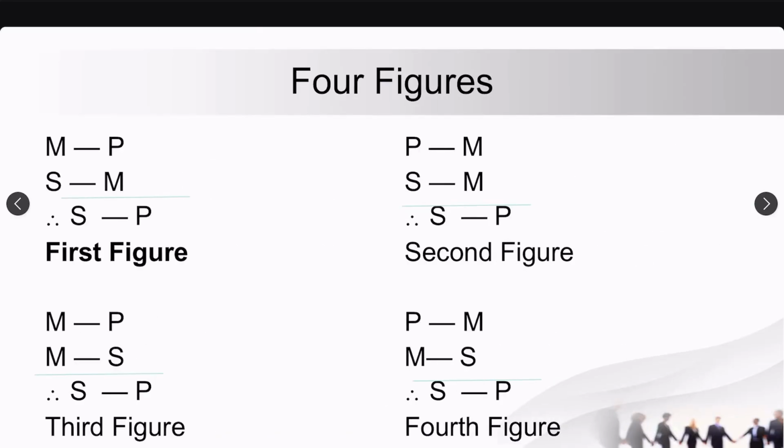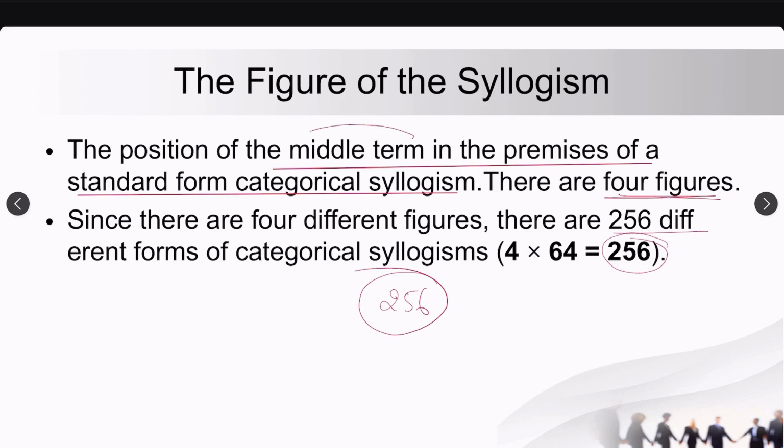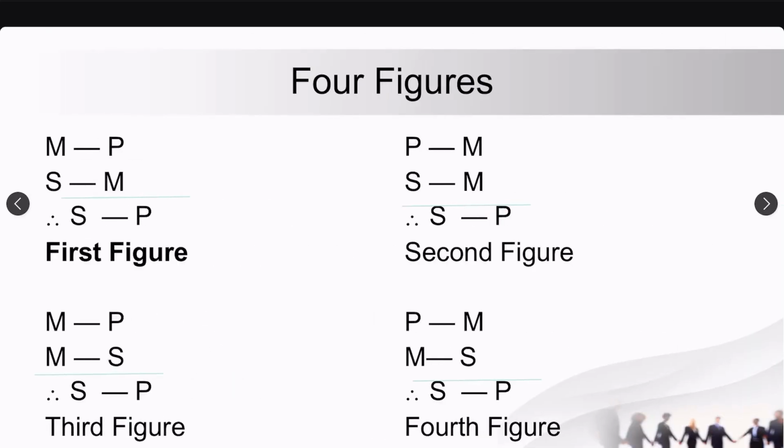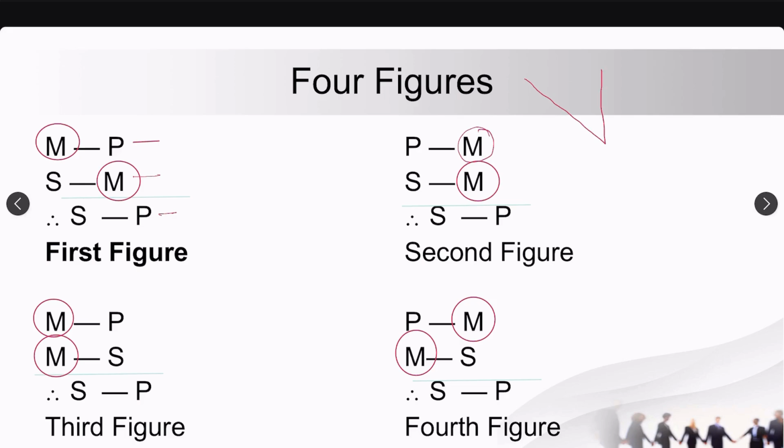Now let's see what the 4 figures are. In the 4 figures the middle term plays the important role, so you have to check the middle term. In this particular case we have the major premise, minor premise and the conclusion. Now with this, what we have is the position of the middle term. You can see the position of the middle term here, again the position here, and in the third figure, and then the fourth figure. So you have to memorize the figures as they are, and there's a technique also to remember. You can remember it this way.